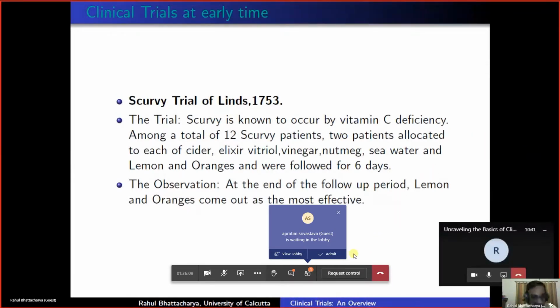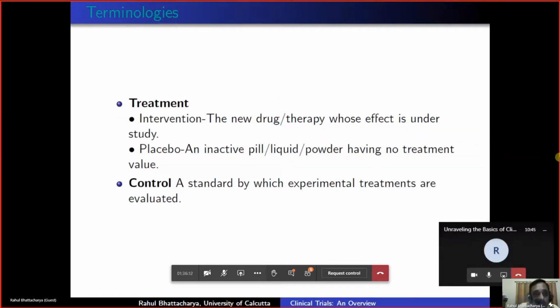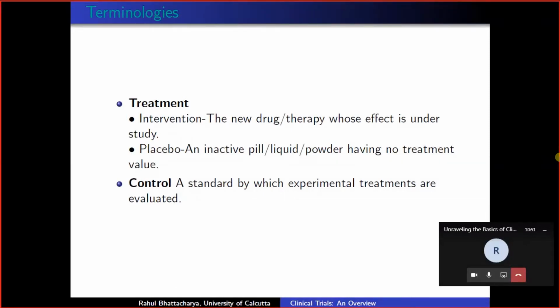Now we recently come across terms like treatment, intervention, placebo, control. What are these? This is the basic question. So what is intervention? The word treatment is used in a generic sense. It may be intervention, it may be placebo. Intervention means the new drug or therapy whose effect is under study. So if your treatment is a new drug whose effect is under study, then this treatment is intervention.